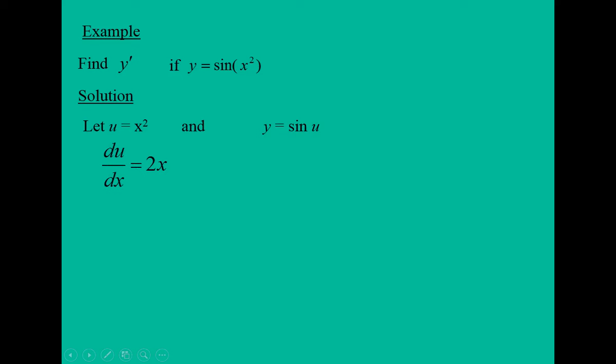We take du dx, which is just the derivative of u equals x squared. We take the derivative to get 2x. And the same thing for y equals sine of u. We take the derivative of y with respect to u. So the derivative of sine of u would be cosine of u. We know dy dx equals, well, we just multiply these two together. So we would have dy dx equals dy du times du dx.